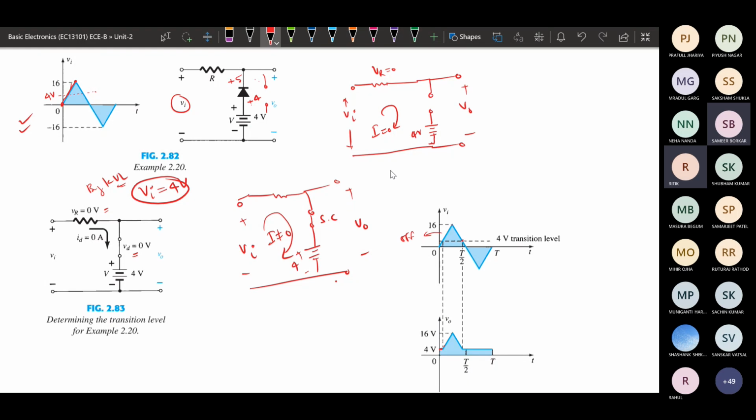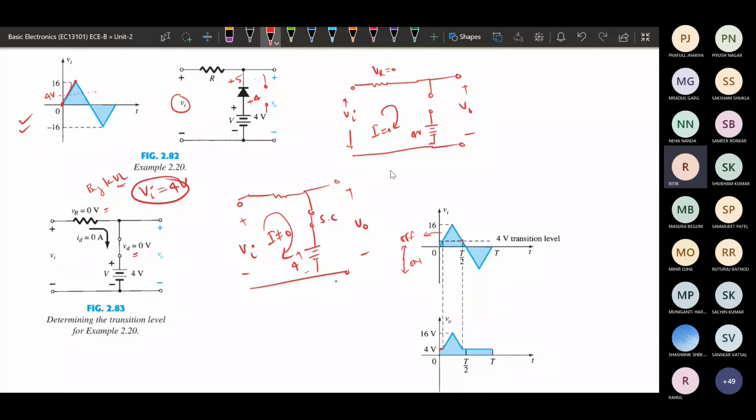So below this 4 volt transition level, the diode is on, basically here in this region between here to here. In that case, when the diode is on, it will have a constant voltage, that is 4 volt, so it will give this as the output. Okay, so this is one example of how we should be analyzing.